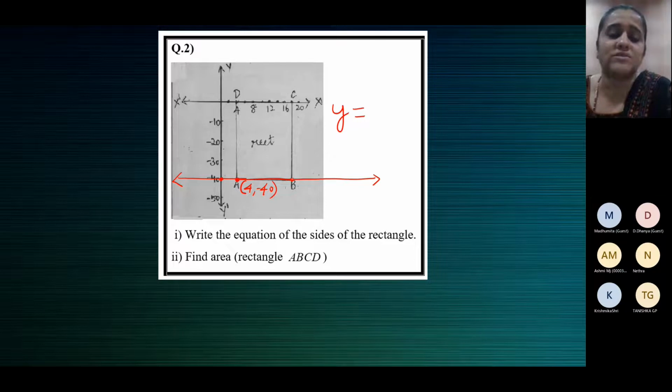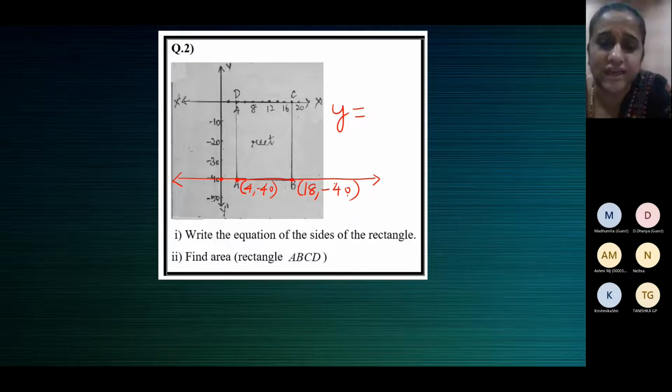What are the coordinates of this point B? 18 comma minus 40, ma'am. 18 comma minus 40, because it's between 16 and 20. The mid value between 16 and 20 is 18. So 18 comma minus 40. Don't you see that the x value is changing? The x coordinate changes. But the y coordinate is the same, minus 40.